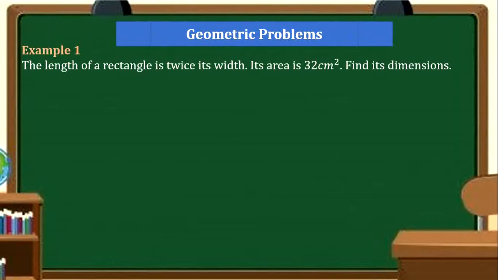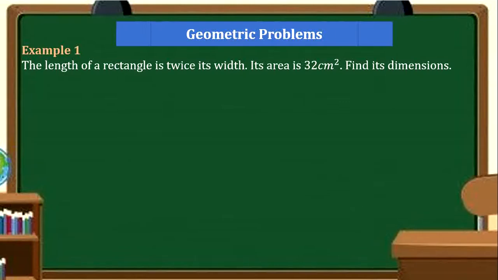Number 1, the length of a rectangle is twice its width. Its area is 32 centimeters squared. Find its dimensions. So, for the representation, ang sabi dyan, yung length daw ng rectangle ay twice ng width. So, halimbawa, ang width natin ay 3, so si length ay 6. Kung si width ay 5, si length ay 10. So, nadodoble lang yung width para sa sukat ni length.